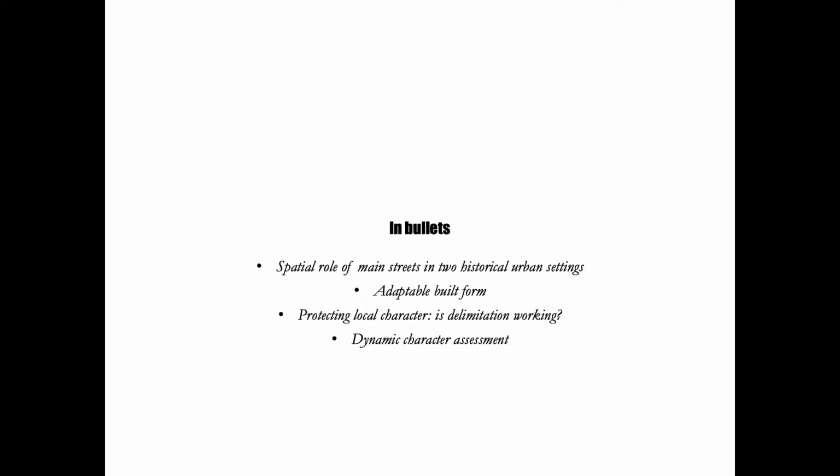And these are basically the three variables that I'm going to touch upon today, looking at main streets and their role in two historical urban settings. So it's a historical study. I'll talk about the capability of their built form to be adaptable over time. So what were the morphological features that enabled this? And essentially I'd like to probe us on thinking whether we are actually doing enough or the right things to protect these features as a way of going forward.